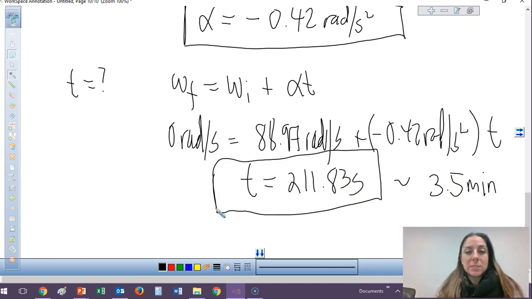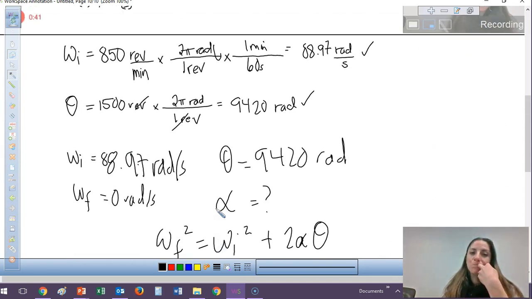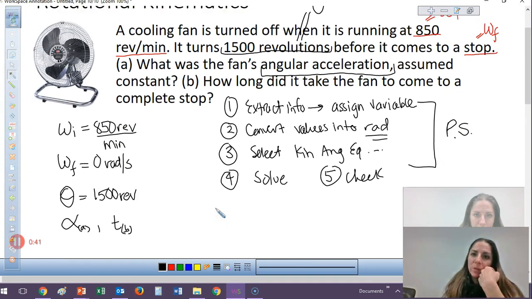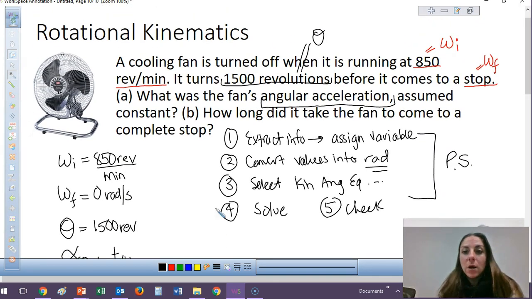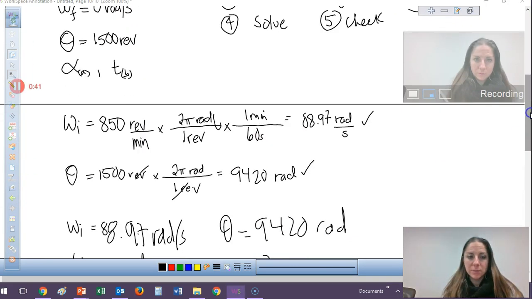So if you notice here, essentially all I'm doing is using kinematics. The extra step comes from being able to understand what these values mean and being able to assign them to their correct variable, and then taking these and converting them to radians. Those are the biggest two challenges you're going to have with this section, because essentially it's all kind of the same in terms of kinematics.